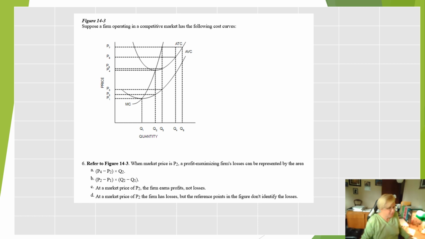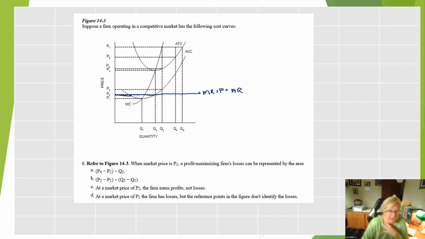Okay, number 6 says, suppose the firm's operating in a competitive market has the following cost curve. So we have marginal cost, average total cost, and variable cost. When the market price is P2, I'm going to try to draw a straight line. This is marginal revenue equals price equals average revenue. A profit maximizing firm's losses can be represented by what area?